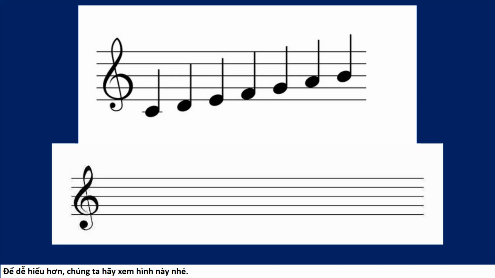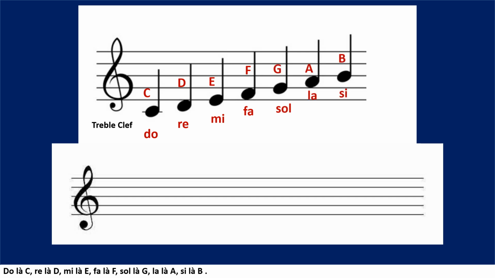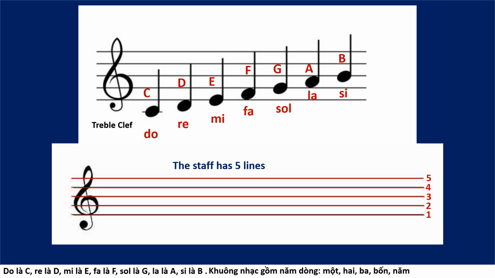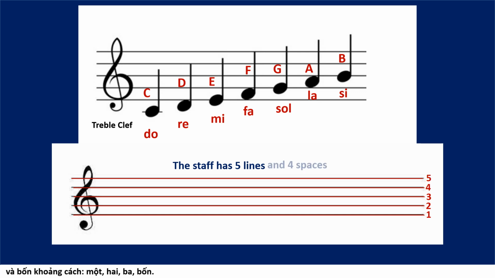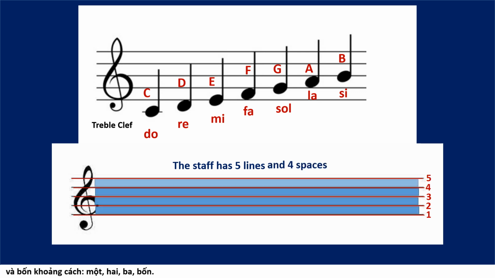Let's make it easier to understand. Let's look at this picture. This is the treble clef. Do is C, re is D, mi is E, fa is F, sol is G, la is A, si is B. The staff comprises 5 lines, 1, 2, 3, 4, 5, and 4 spaces, 1, 2, 3, 4.